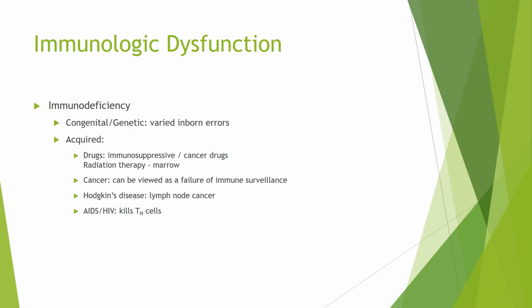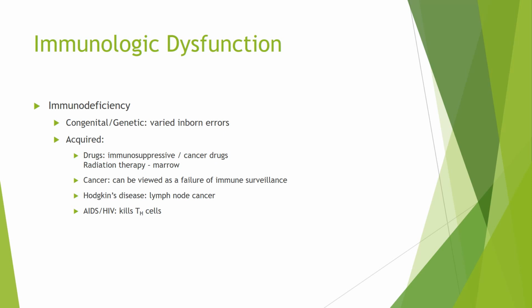Some immunodeficiencies and dysfunctions that can occur with our immune system. There are two different types. The first one is congenital or genetic, and these are due to inborn errors, and some of them are just as simple as one codon being misread, or it could be multiple. So it could be on multiple chromosomes, or it could be just on one. Acquired, so these could be due to several different reasons.